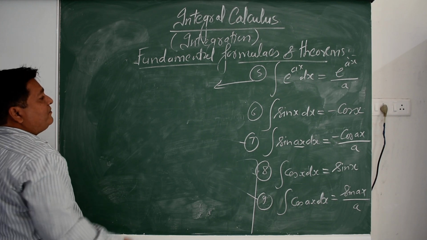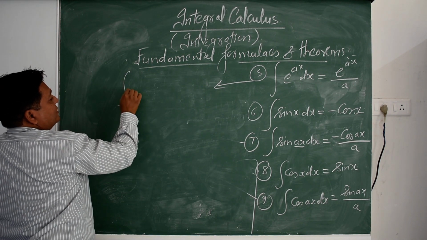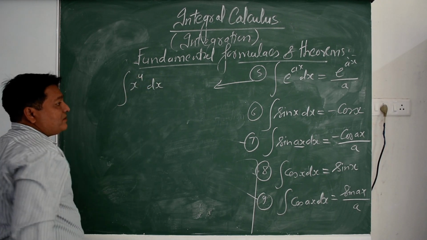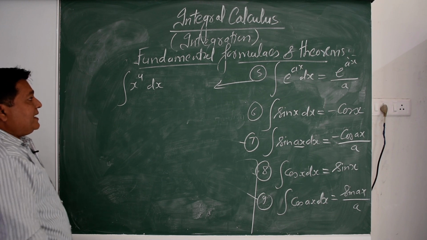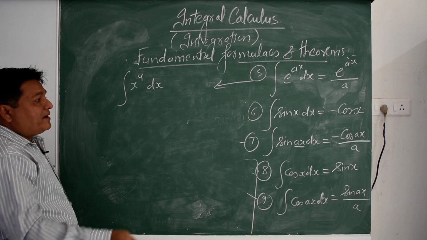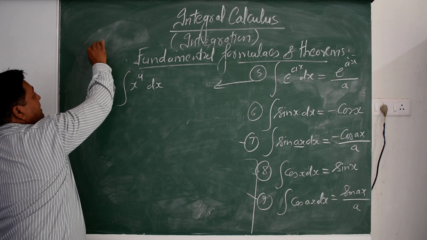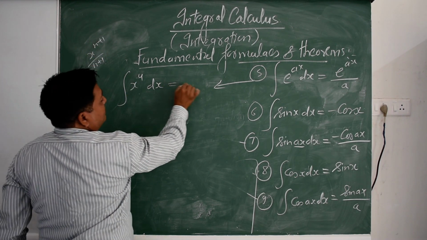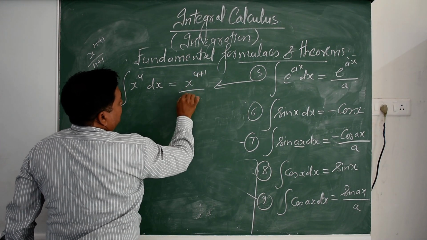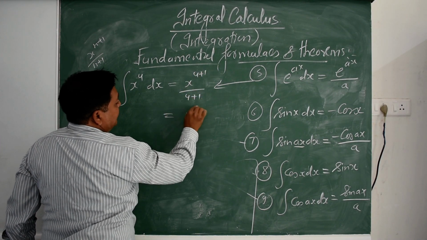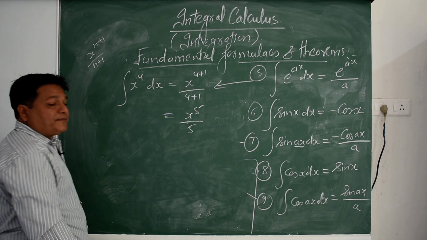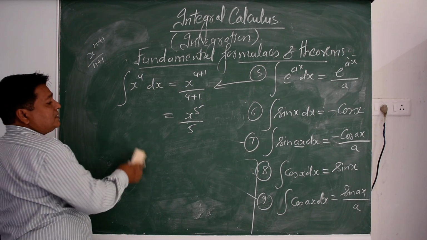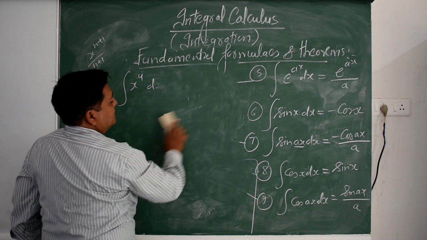For the second formula, suppose we have to find the integration of x to the power 4 dx. The second formula, x to the power n dx, is equal to x to the power n plus 1 upon n plus 1. The power is 4 here. What will be the result? 4 plus 1 upon 4 plus 1, so we will get x to the power 5 upon 5. In this way, we can apply these formulas and determine the result for given questions.